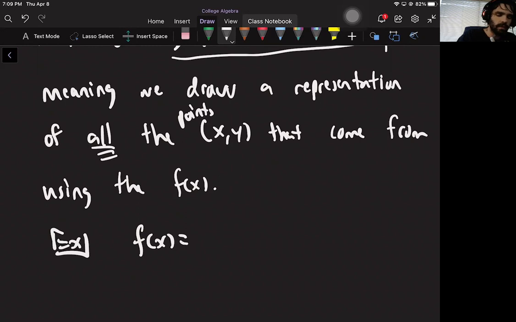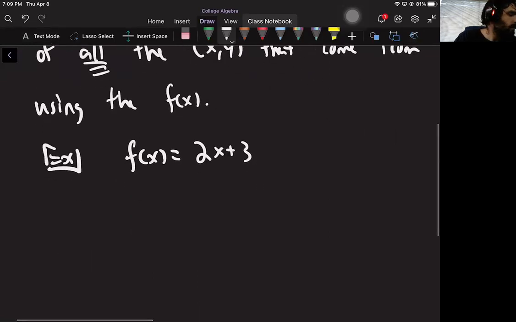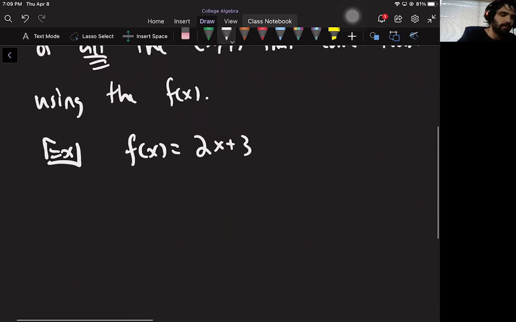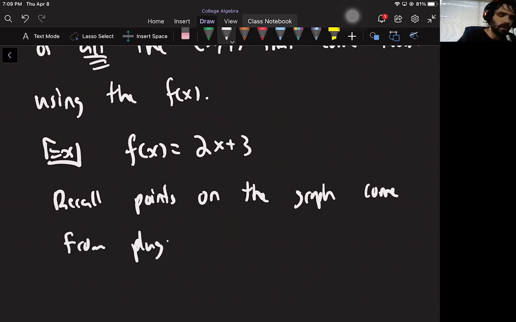So remember, we learned linear functions always look like mx plus b. So this one is 2x plus 3. So m is 2 and b is 3. And how do I get points on the graph? We've done that before without actually graphing. All we do is pick an x value and plug it in. So points on the graph come from plugging in x values. That's the basic idea.